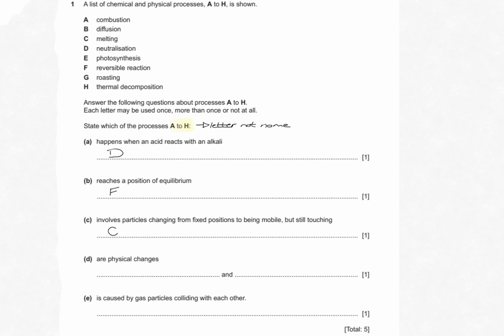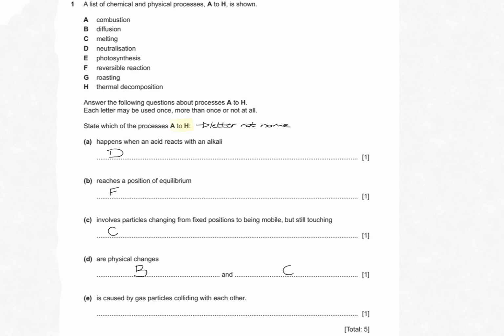Photosynthesis is also a chemical reaction because glucose and oxygen will be produced, which are new molecules. A reversible reaction is also a chemical reaction because new molecules are being produced. And then roasting and thermal decomposition are also chemical reactions because here we form oxides, so new molecules are being produced. So my answer here would be B and C, diffusion and melting.